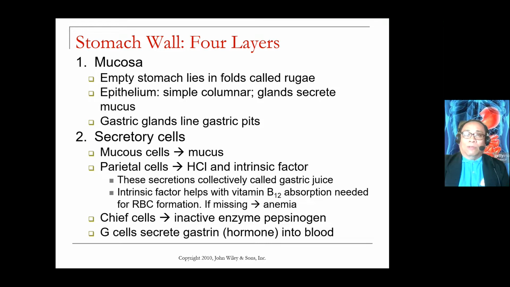because where would the burning come? Because other cells like the parietal cells secrete hydrochloric acid as well as intrinsic factor. Intrinsic factor is actually a hormone that helps with vitamin B12 absorption needed for RBC formation.